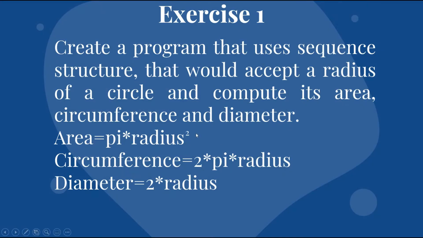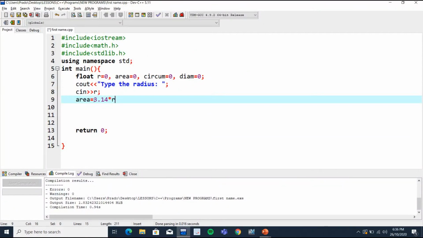So, kung mapapansin nyo dito, kailangan natin gumamit ng power. So, before yung 3.14, lalagyan natin ng power or the pow. And then, sa loob ng parenthesis, dalawang parenthesis, kasi magkasama po si 3.14 times radius. Close parenthesis. And then, comma for the second power. So, 2. Then, close po natin. So, tapos na po yung area.